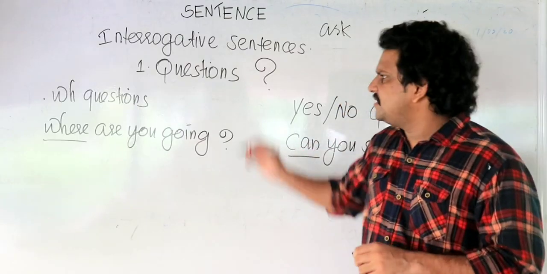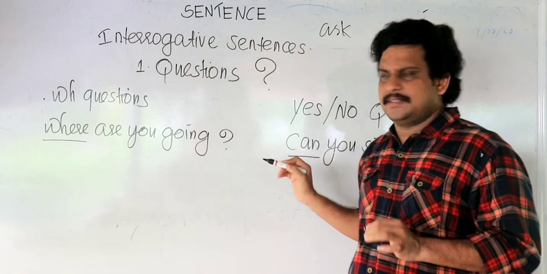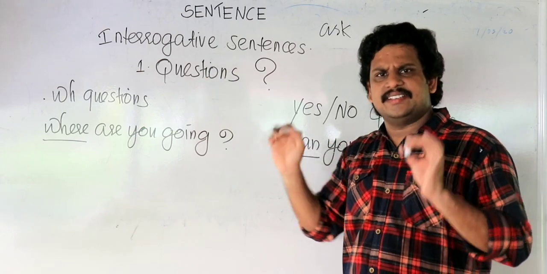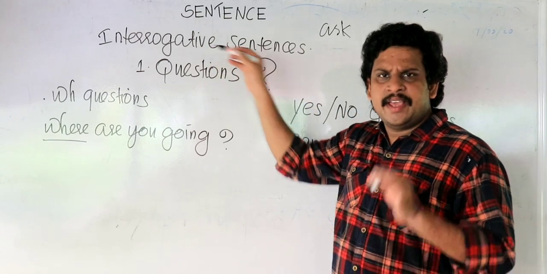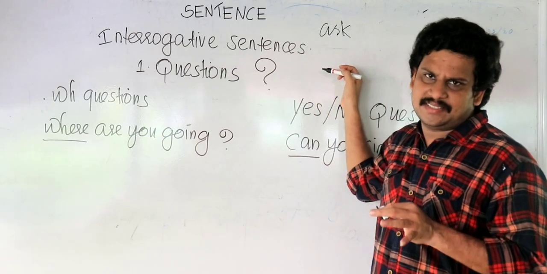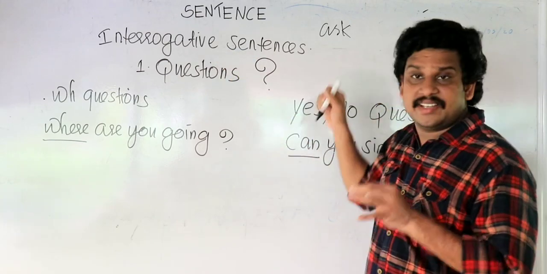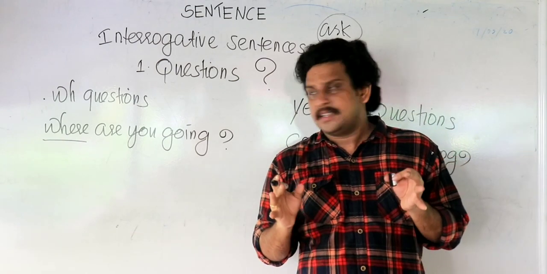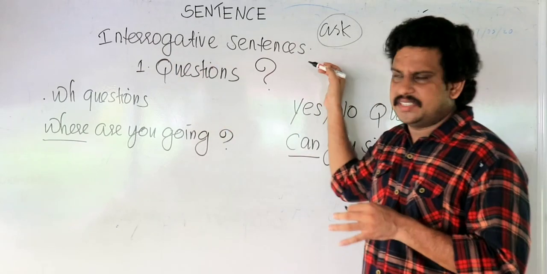Okay. The next type of sentence is interrogative sentences. The meaning of the word interrogation itself is question. So, a sentence which expresses a question is called an interrogative sentence. Interrogation is a Latin word. Question is a French word. And ask is the English word. So a sentence which expresses a question is called an interrogative sentence.